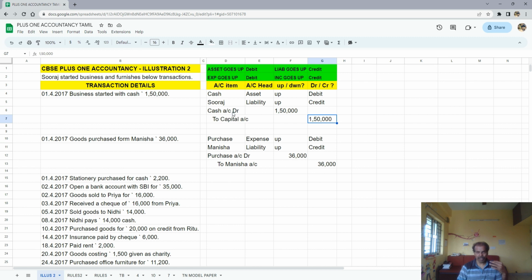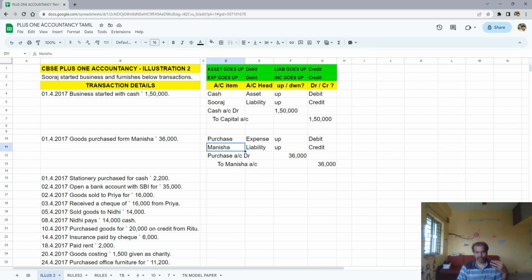Okay, so now shall we take a look at one more journal? Goods purchased from Manisha. Here the activity is goods purchase. That means the account item is purchase. Correct. Then from whom purchased? Manisha. Manisha is basically a supplier or vendor.